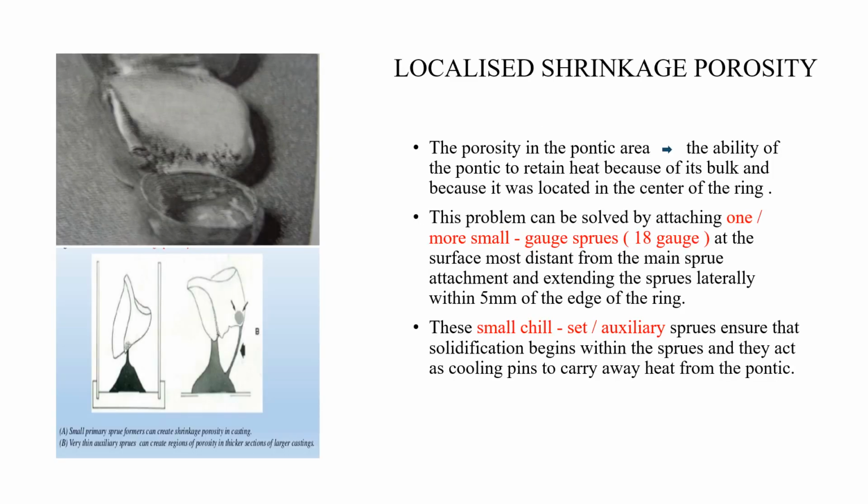So the porosity in the pontic area is due to the ability of the pontic to retain heat because of its bulk and because it was located in the center of the ring. This problem can be solved by attaching one or more small gauge sprues, that is 18 gauge sprues, at the surface most distant from the main sprue attachment and extending the sprues laterally within 5 mm of the edge of the ring. So we can have additional sprues like this. These small chill set or auxiliary sprues ensure that solidification begins within the sprue and they act as cooling pins to carry away heat from the pontic.